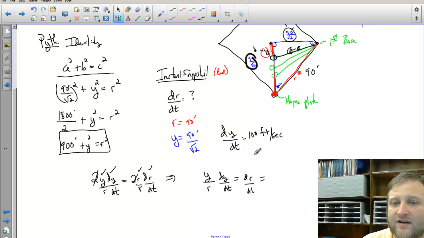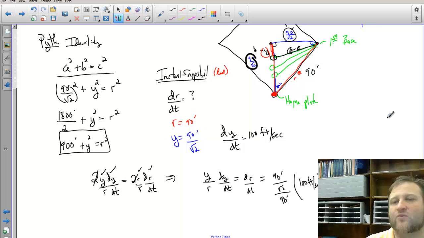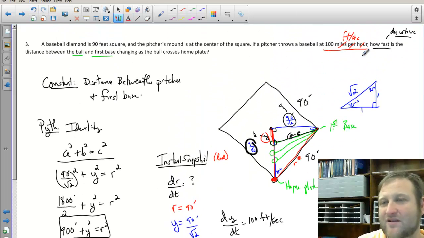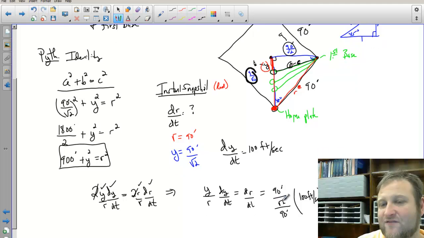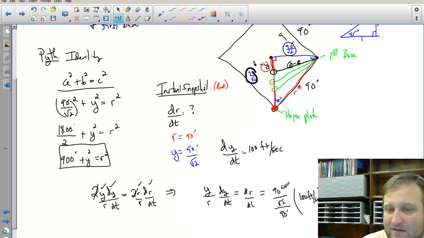So plugging directly in now for y over r, we're going to have y, which is going to be 90 feet divided by square root 2, all over r, which is 90 feet, still times dy dt, which is 100 feet per second. And here's the reason why the units don't really matter: the feet over the feet cancel out. So this is going to be independent. The feet cancel out with the feet, the 90 cancels out with the 90. So we're left with 100 all over square root 2 feet per second.